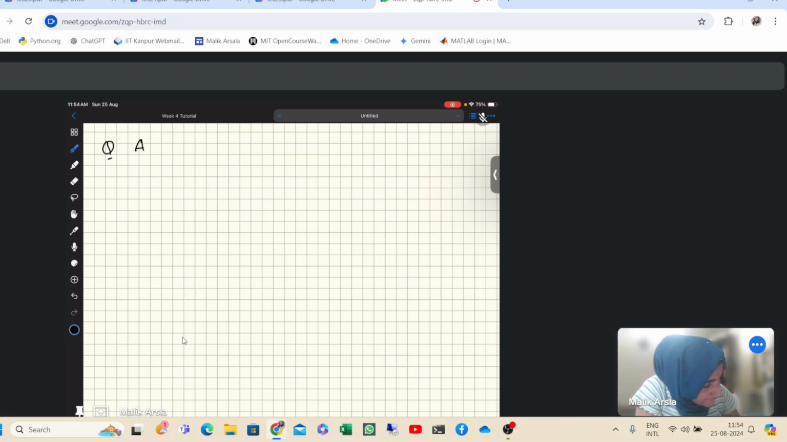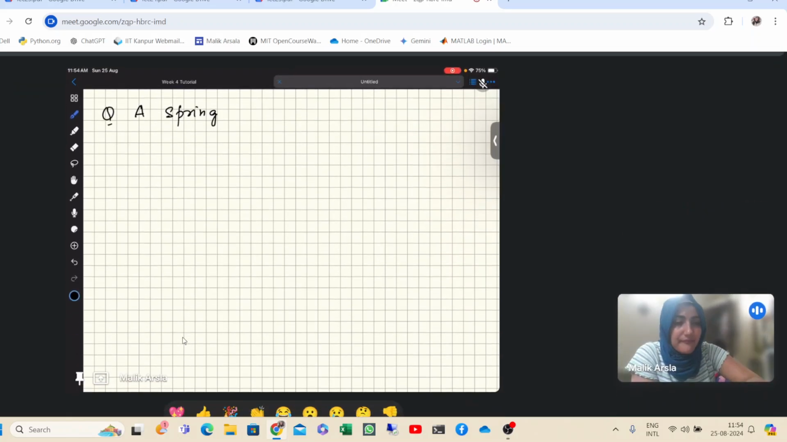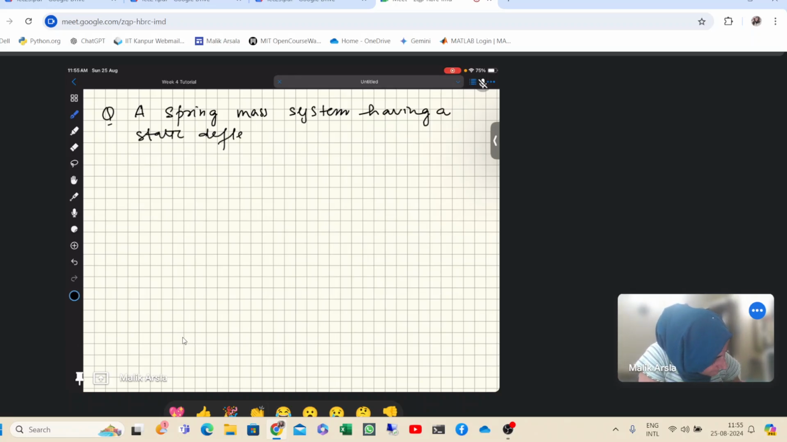So the question is: a spring mass system having a static deflection of 10 mm and negligible damping, that is zeta is equal to 0, is used as a vibrometer.